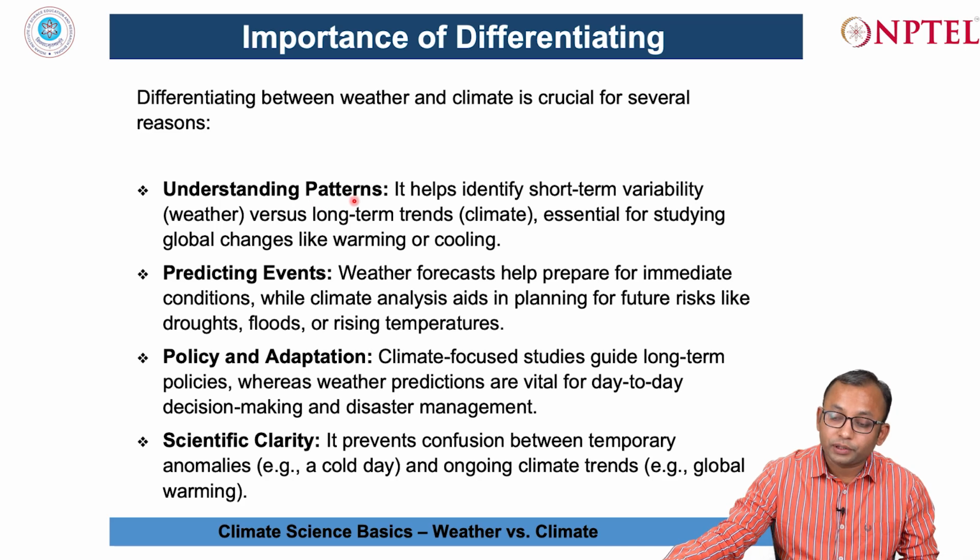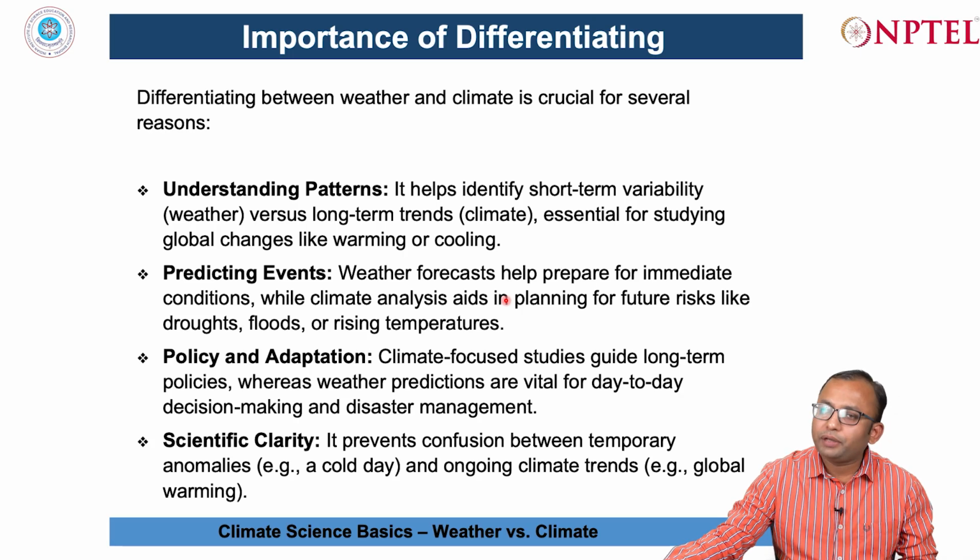When you know the difference between weather and climate, you can identify the short term variability versus the long term trend in one particular region or city or district, which is very essential for studying global change like warming or cooling in different parts of the world. For example, if we are interested in predicting events, weather forecasts help prepare for immediate conditions, while climate analysis aids in planning for future risks like droughts, floods, and rising temperature, and how these changes in meteorological conditions and weather patterns lead to very different climatic conditions compared to the previous decade or past climatic behavior of a particular city or region.